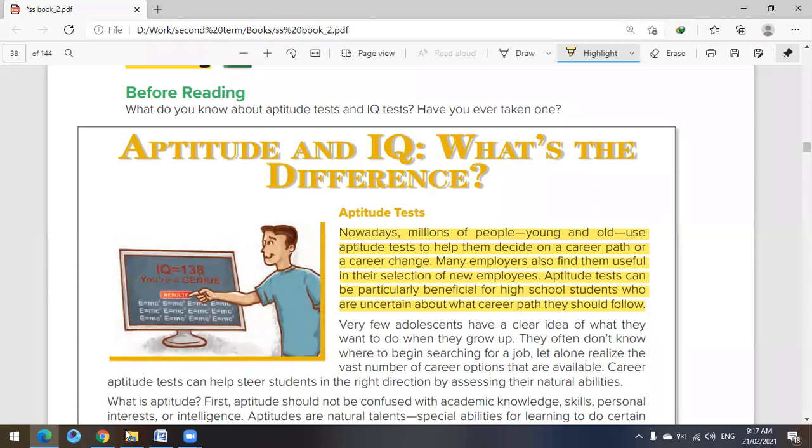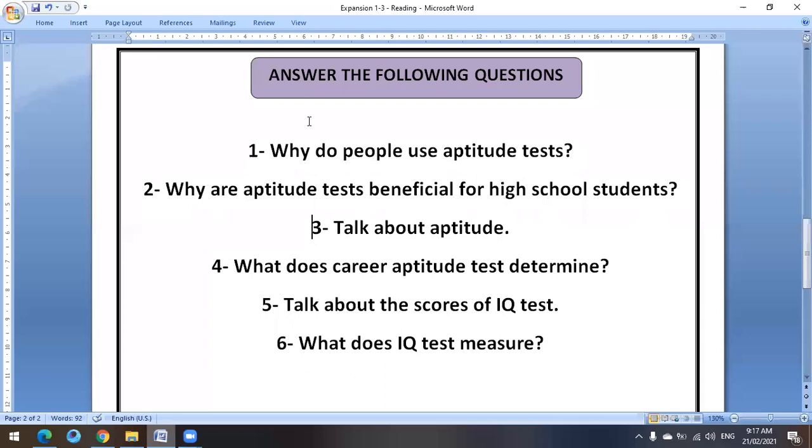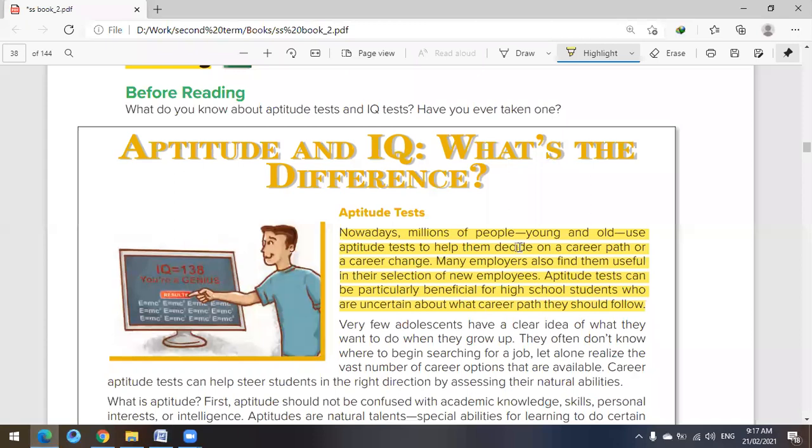Okay, that's it. Why do people use aptitude tests? Who can give me the answer? You will find the answer here in the first paragraph. Just two are not enough.